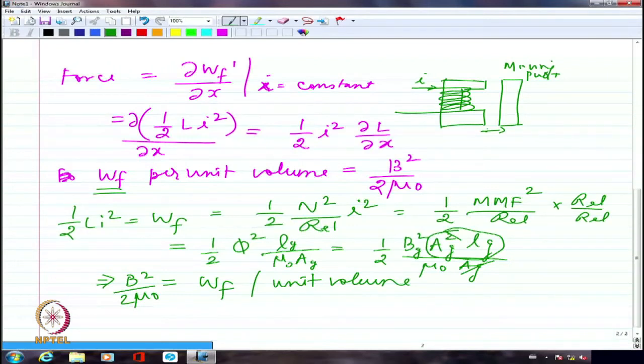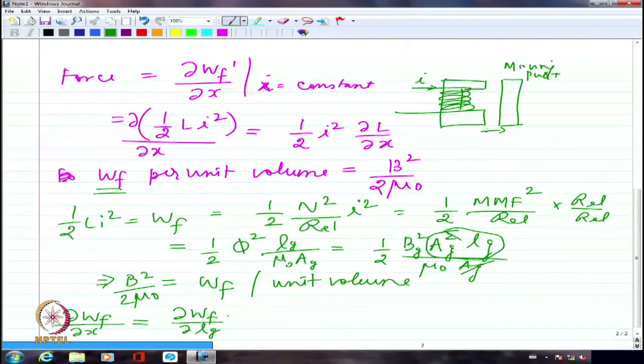Right? So this actually will be the WF value per unit volume. If I now look at ∂WF/∂X or ∂WF'/∂X, either way, because WF and WF' are the same, that's what we said. I should do this with respect to the distance, which is essentially the length of the air gap itself. So I should be doing this with respect to ∂LG, because that is the length of the complete magnetic path.